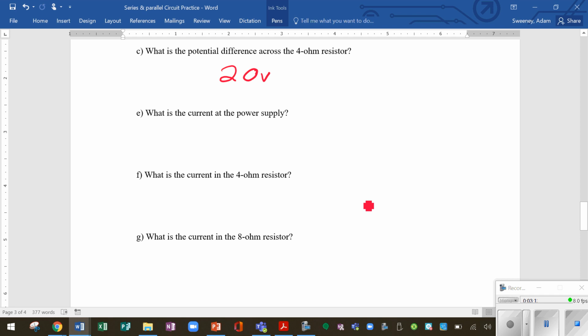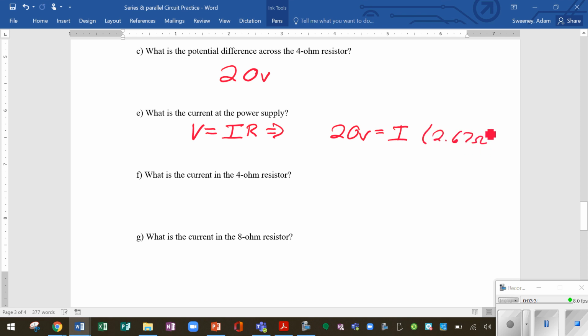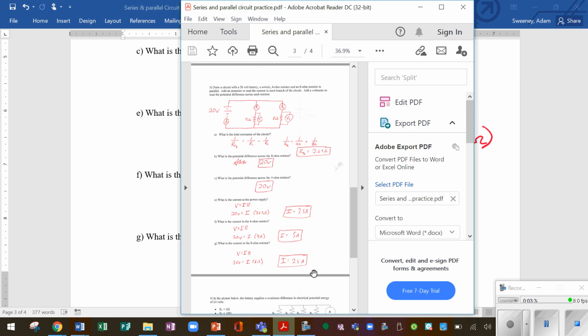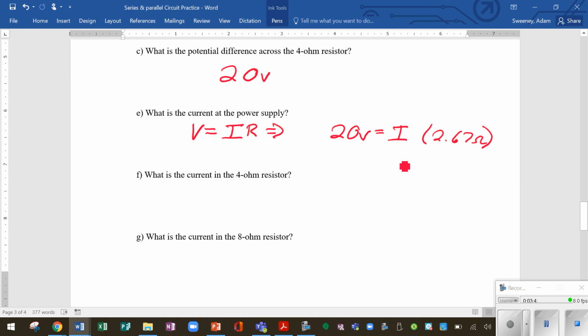So the current at the power supply, we're going to use Ohm's law. Voltage is equal to current times resistance. And here we have a voltage of 20 volts. The current we're trying to find is the current in the line that's passing through the power supply. But then we have our total resistance, which is 2.67 ohms. And if we calculate that, 20 divided by 2.67 will give us 7.5 amps.